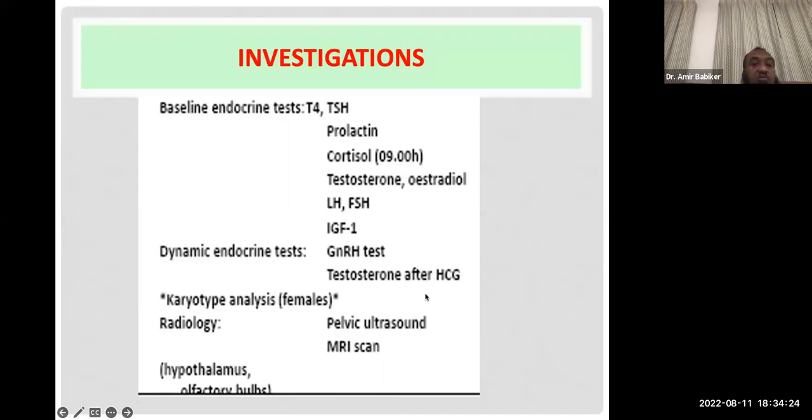You may need to do the HCG test, which is similar in structure to FSH and LH. They share the beta subunit in the structure, and therefore it can induce the same effect on the testes. And this will tell you whether these are functioning testes or not, especially if you have hidden genitalia and disorders of sex development. Karyotype is very important. And then radiological, especially in females, you look at the pelvis and the head for the pituitary as well.